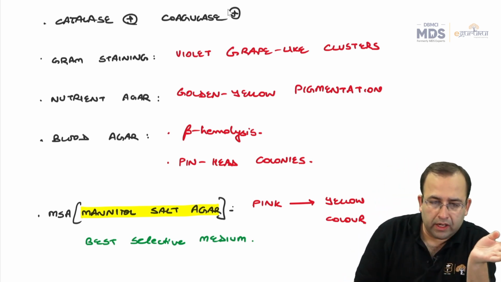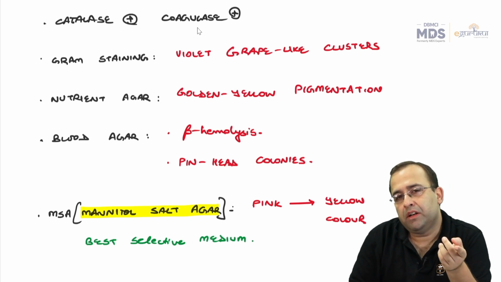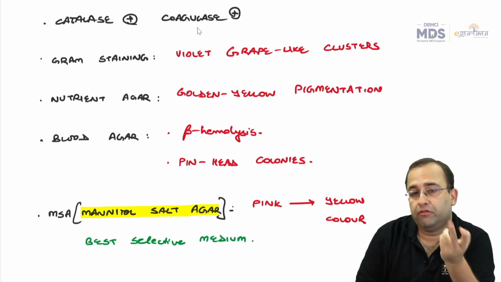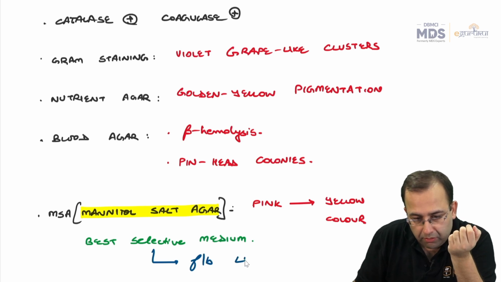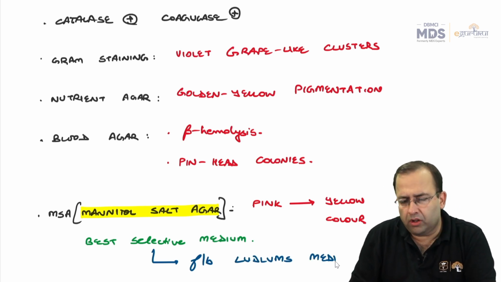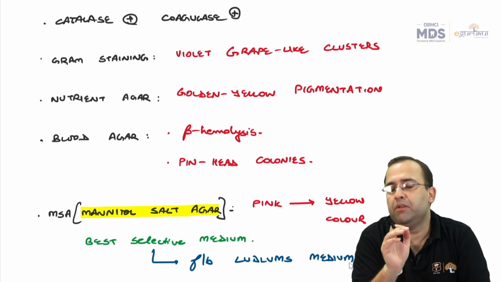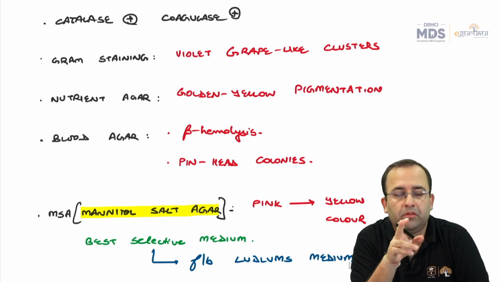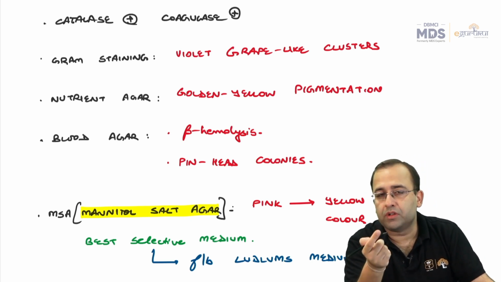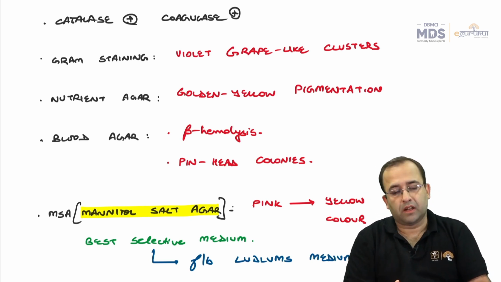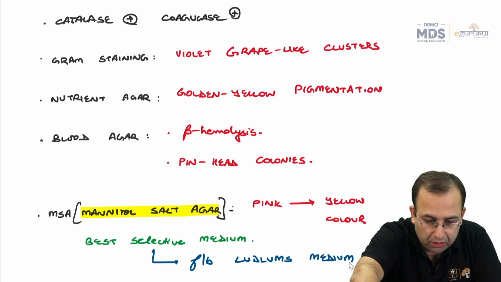I'm totally not interested in telling you that the best selective medium is MSA, mannitol salt agar, followed by Ludlam's medium. Not important, not interested. Main point was that the best selective medium is mannitol salt agar. Do not say it as blood agar, because even streptococcus grows on blood agar, not only staph. So best selective medium, mannitol salt agar.